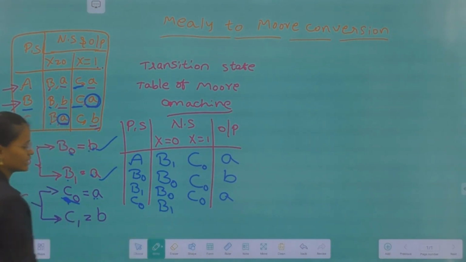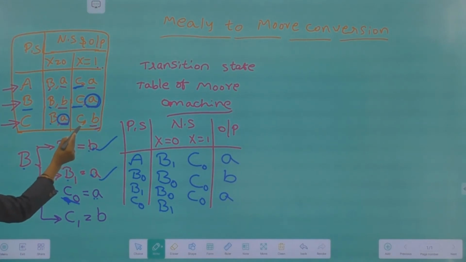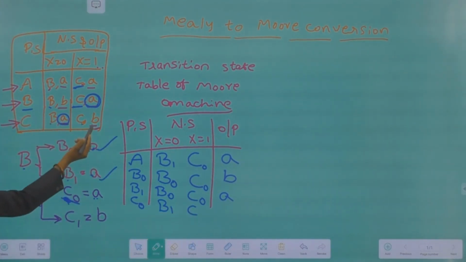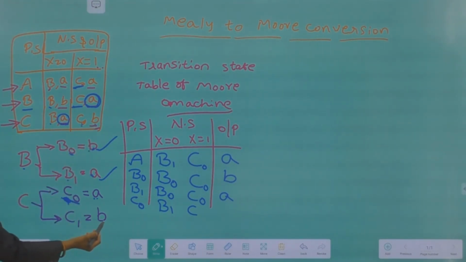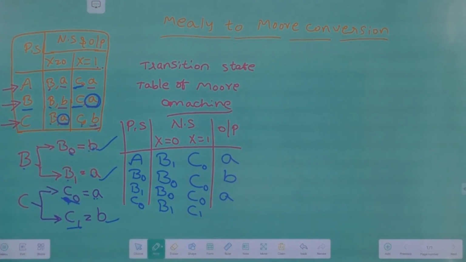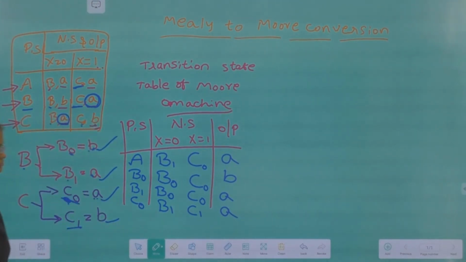So B1. And next, if x equal to 1, the next state is C. First write down the C. Here the output is B. So in C state, B output is there. Here the corresponding next state is C1. So C1. In C naught, the output is A. So write down the A.